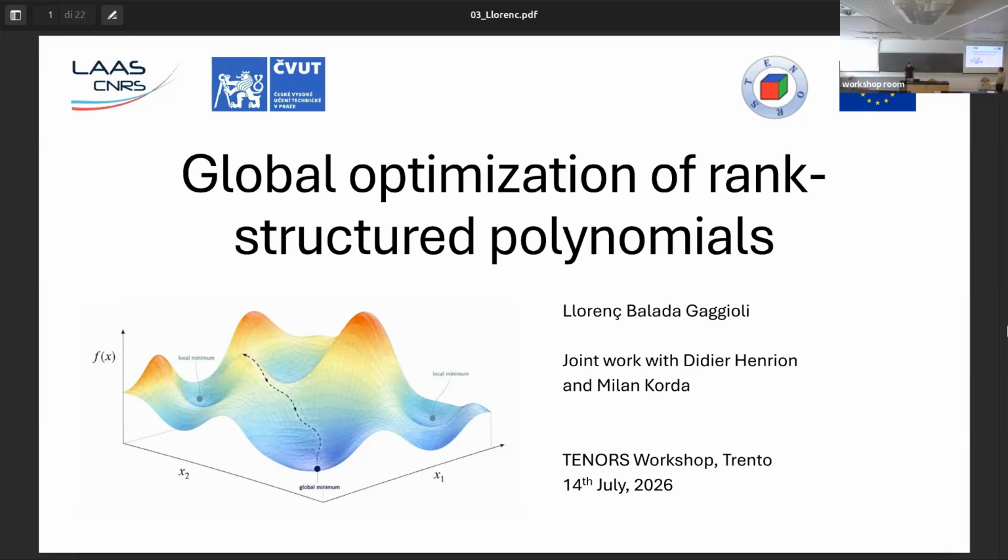About global optimization when the target functions have a low rank representation.